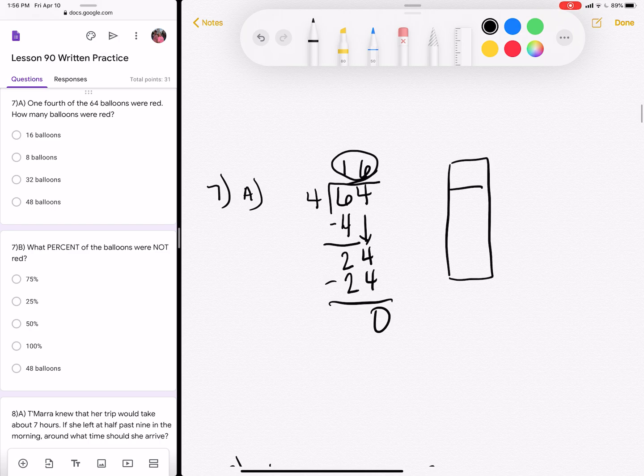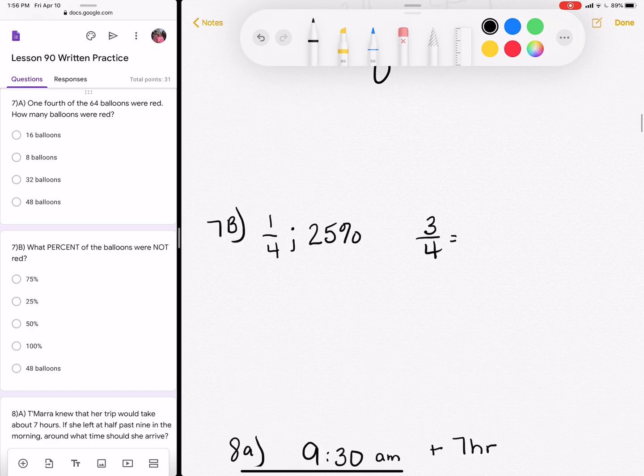This is where we sometimes draw the picture to show each of the fourths. Each one of these is equal to 1/4, and 16 would be 1/4 of each. So if they ask you for 3/4, you know you could just add the 3 of these. 7B, what percent were not red? So 1/4 were red, and that is 25%, like 1/4 out of a dollar. You know, if you have 3/4 of a dollar, you have 75 cents. But we're looking for percent, 75%.